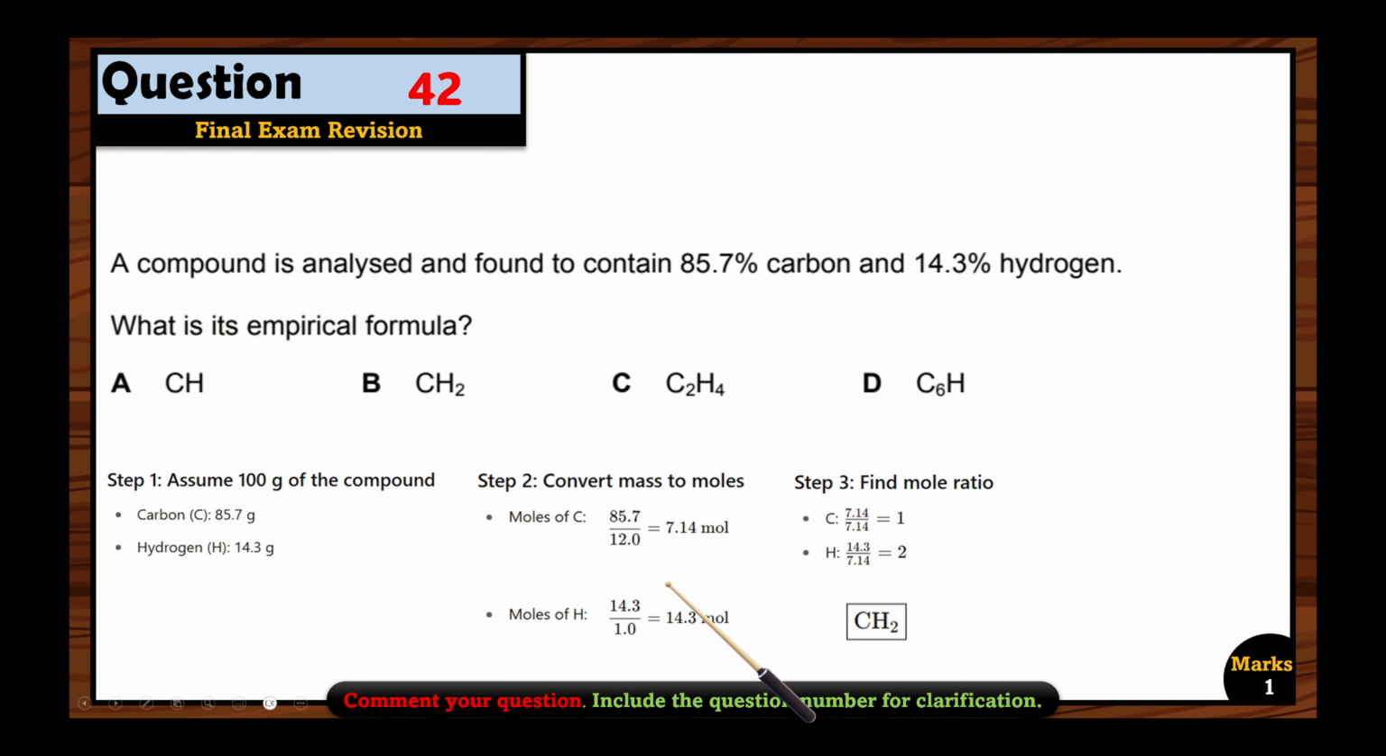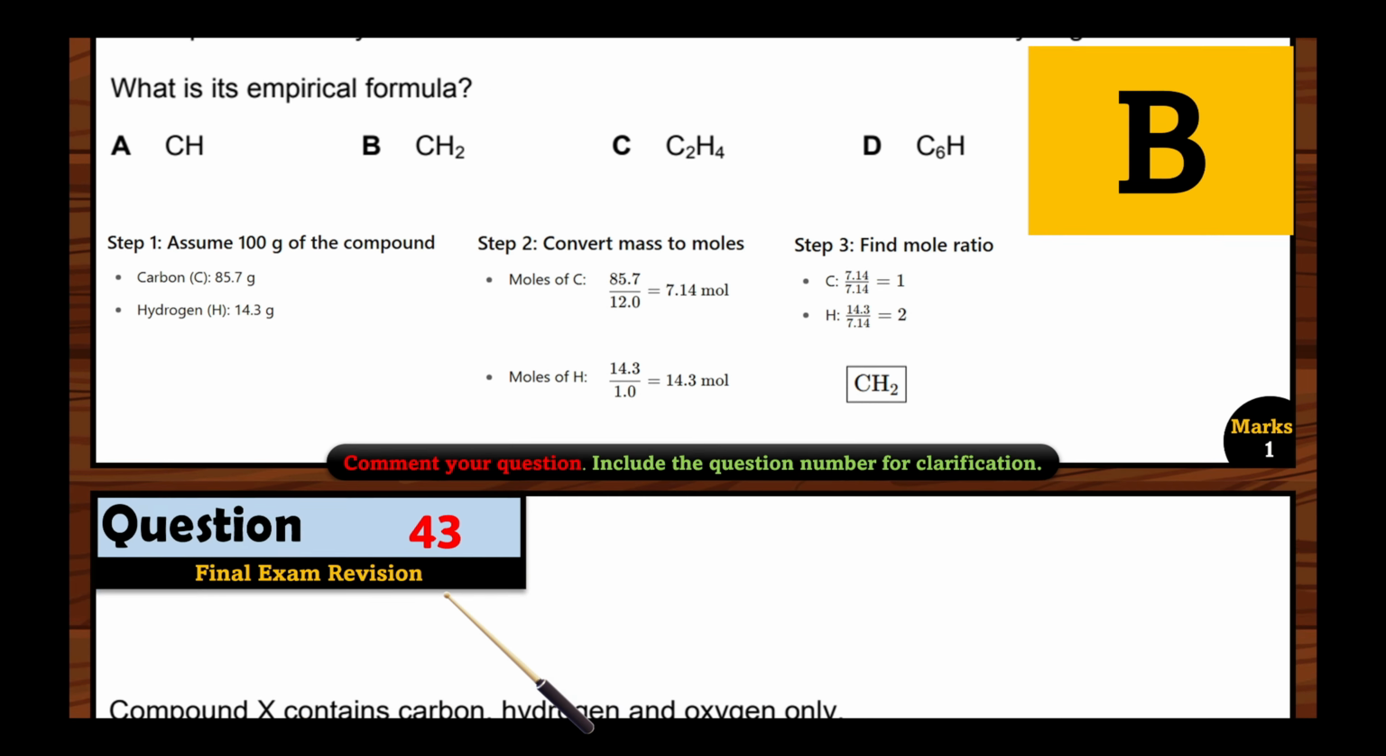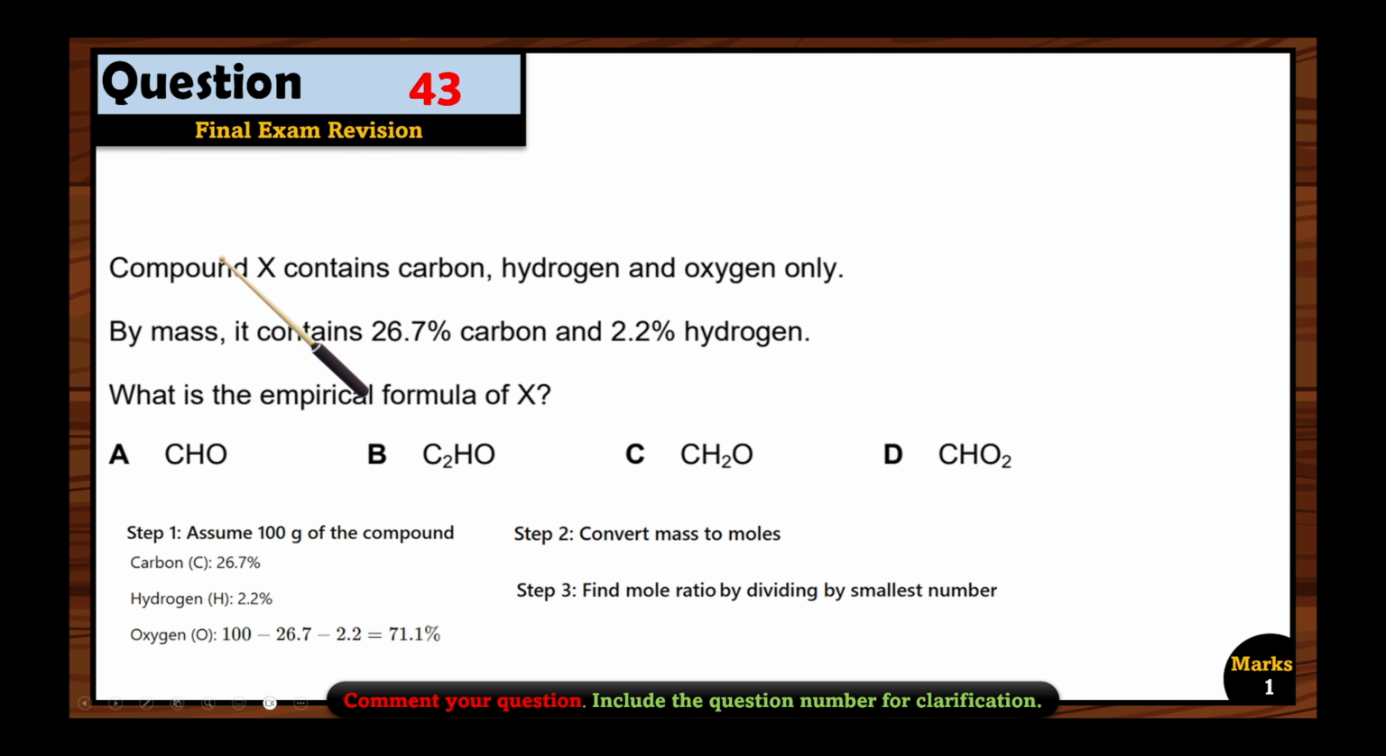So if you see which one is the smallest one, 7. So you have to divide both by 7. So what will you get? Carbon 1 and hydrogen 2. So what will be the formula now? CH2. Okay, so CH2 is the right option. That is option B.